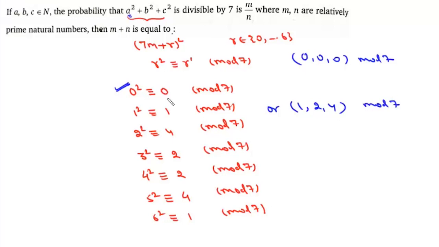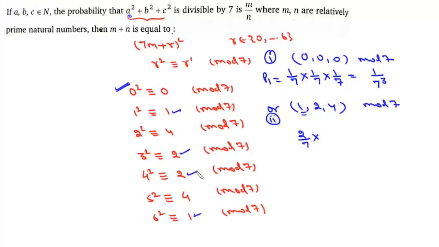For A to have 0 modulo 7, it should be 7m plus 0. So the value of r should be 0. So in that case, this probability is 1 by 7. Now for B also, it will be 1 by 7, and for C also, it will be 1 by 7. So for this first case, the required probability will be 1 by 7 cube. Now for this second case, modulo 1, we have two cases. So there will be 2 by 7. Modulo 2 is again two cases. So there will be 2 by 7. And modulo 4 is also two cases. So there will be 2 by 7.